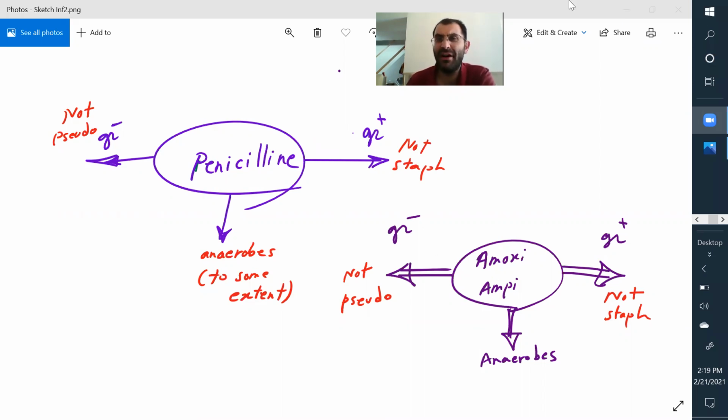Amoxi, ampi, other penicillins. Amoxi and ampi, yes, good coverage on gram-positive. Yes, good coverage on gram-negative. Sure, they can kill a strep for sure. Penicillin can kill a strep for sure. Amoxi-ampi can kill strep for sure, but not a staph. That's why, guys, ENT germs.